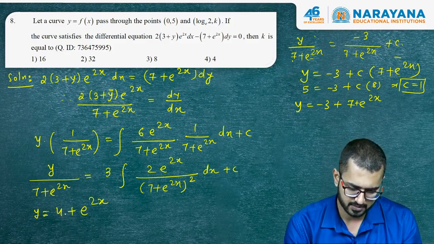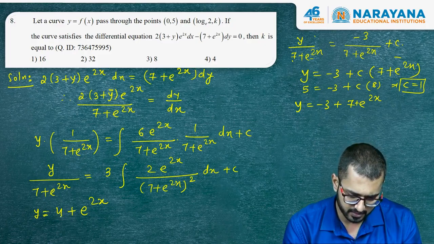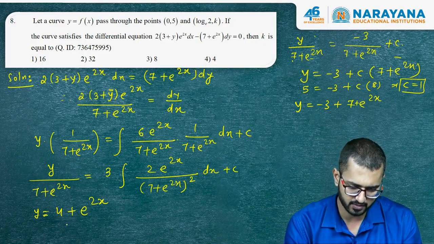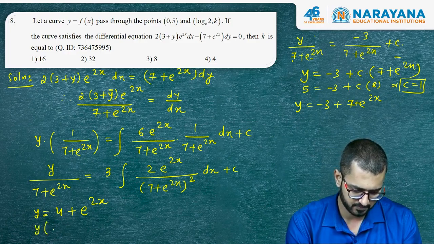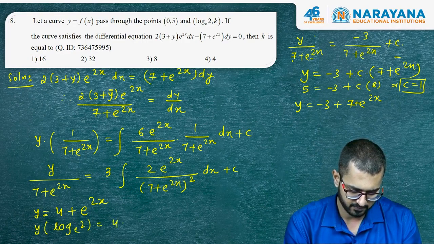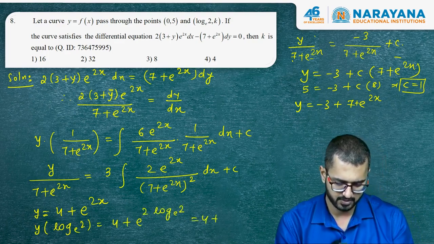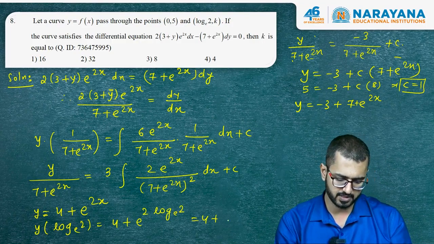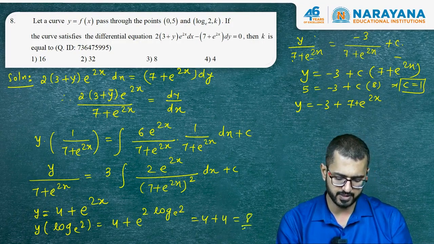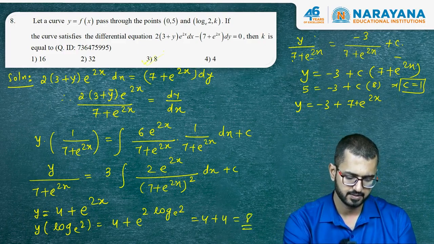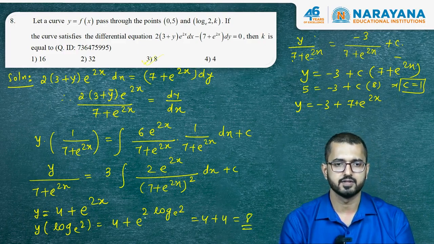Now we want the value when x is log 2. So y of log 2 to the base e will be equal to 4 plus e to the power 2 times log 2. This will become e to the power log 2 square, which will come down to 4, so this turns out to be 8. So the answer should be 8 for this.